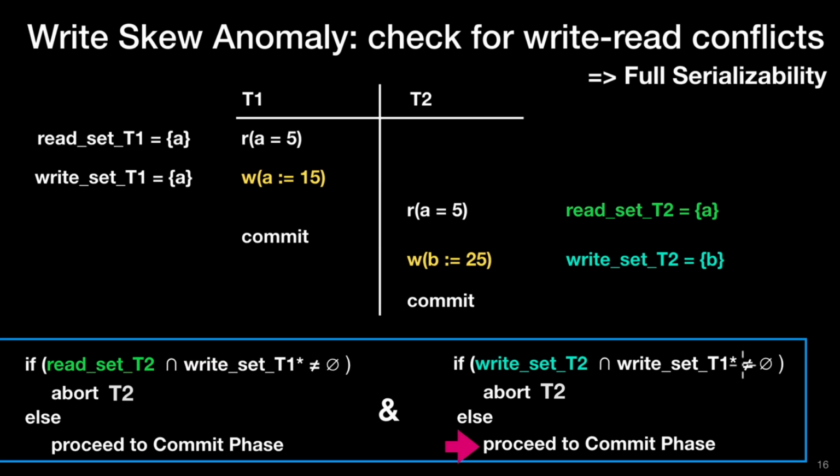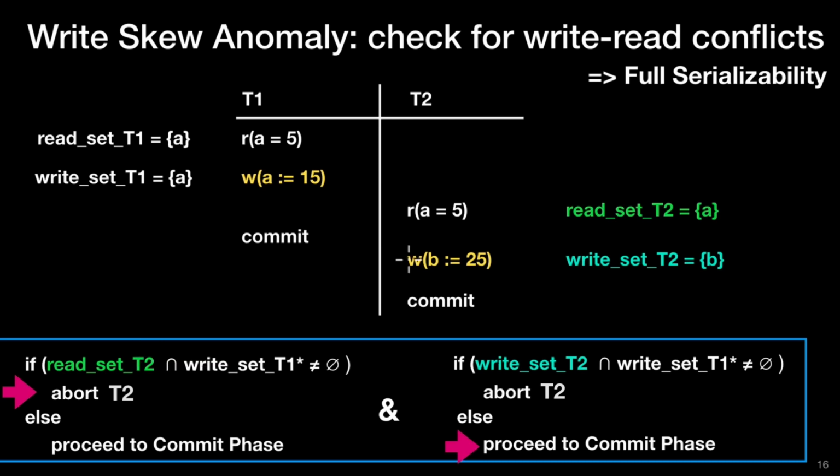We also additionally perform the intersection of the read set of T2, the transaction that wants to commit, with all other write sets of transactions that committed while T2 was running. So it's the same check as here. This is the same set, but we additionally also perform this intersection with a read set, not only the write set. And if you do that, you will see, yeah, okay, this intersection is non-empty.